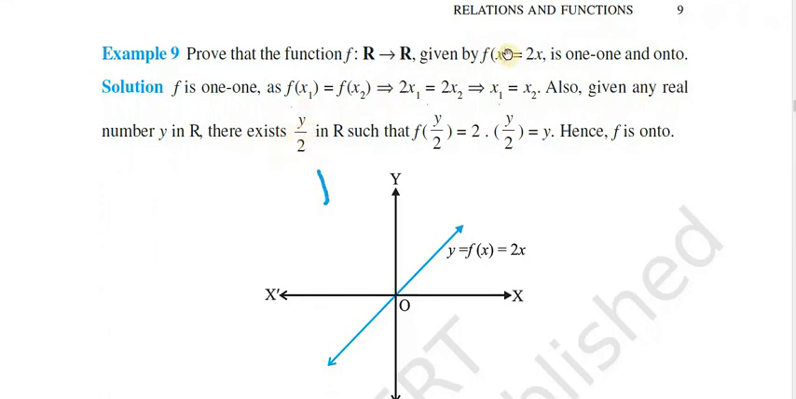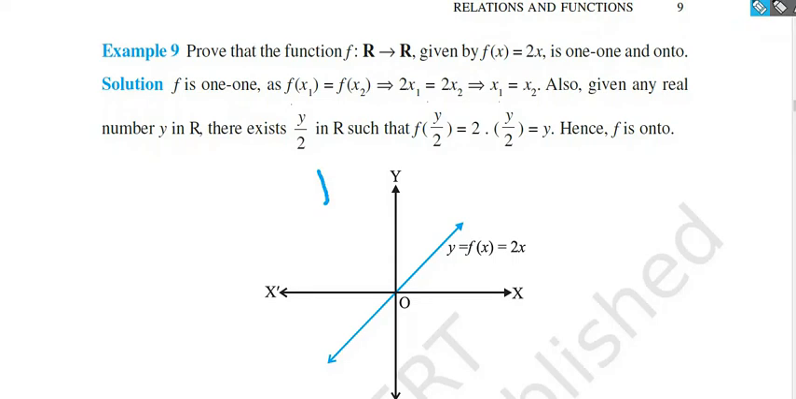Now, given any real number y in R, we have to find y/2 so that f(y/2) is equal to y. Okay, you can just see that. So how to find this y/2 is the technique. Okay, it's a challenge. You have to take one y in the set of real numbers. So here, to prove onto, we have to take a y in R. Then you have to find this y/2.